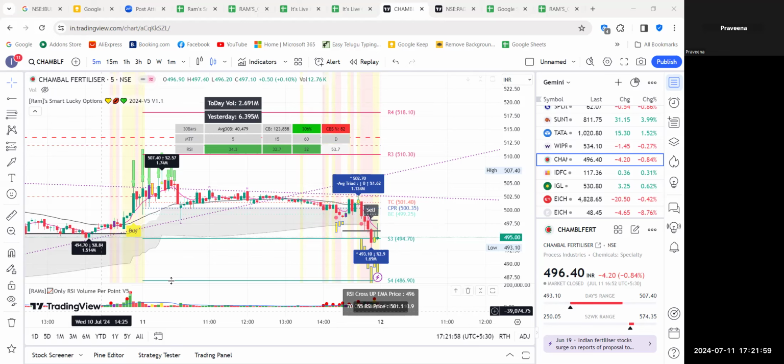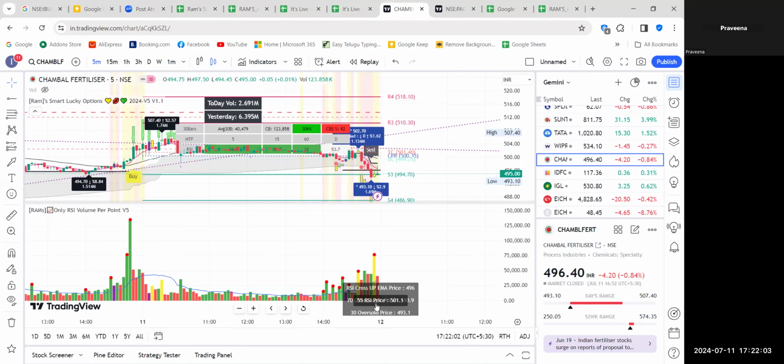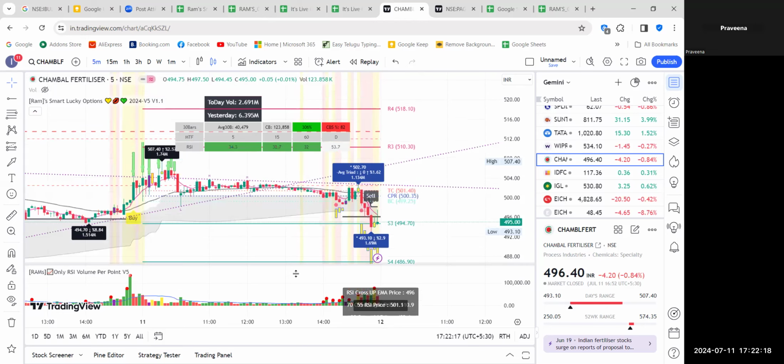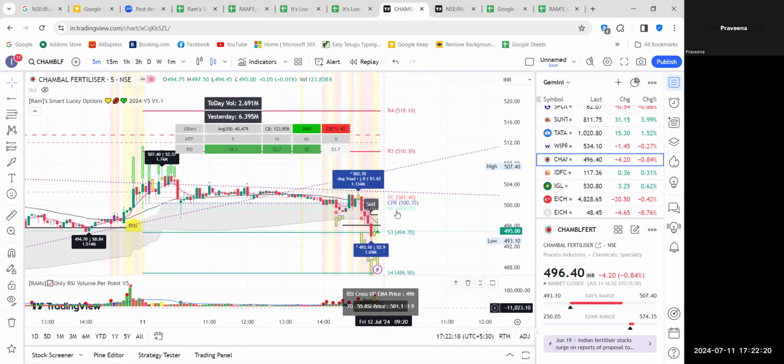And before this, I will show you one thing. See, 493.10 is the 30% oversold price. You can see this, right? Yes. So the trend has just started. Our entry is 496.25. I'm going to mark it here. See, our entry is 496.25.